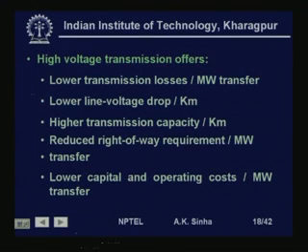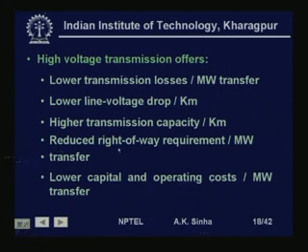Similarly, the IR drop or IZ drop in case of an AC system is also going to be less because the current is smaller in case of higher voltage systems. We will also see that if we go for high voltage systems, we can transmit more power through these transmission lines than at low voltage.